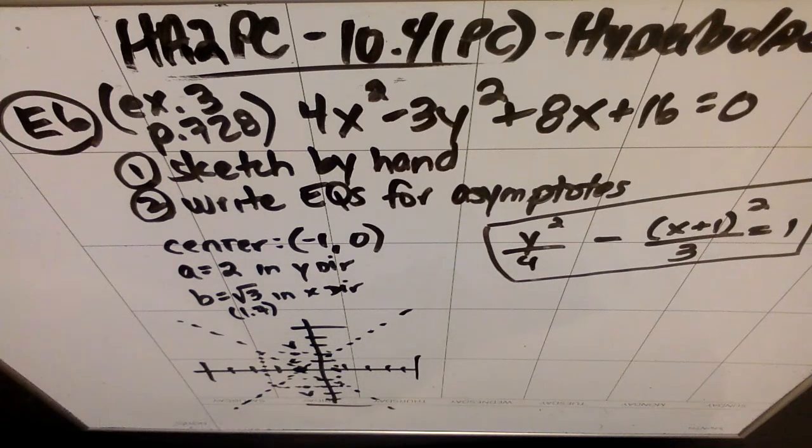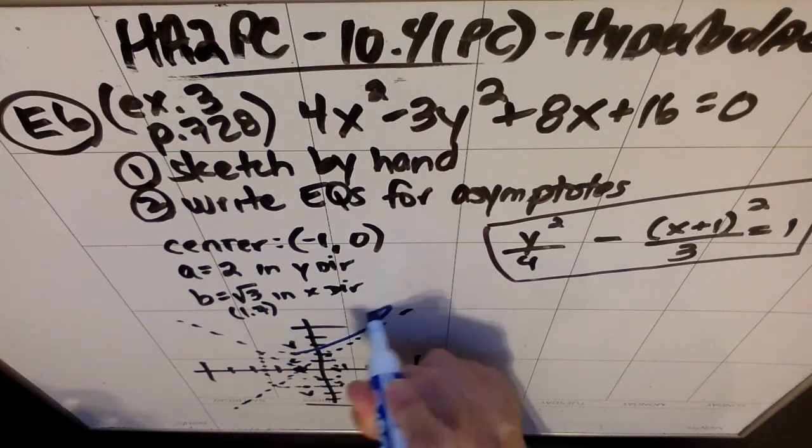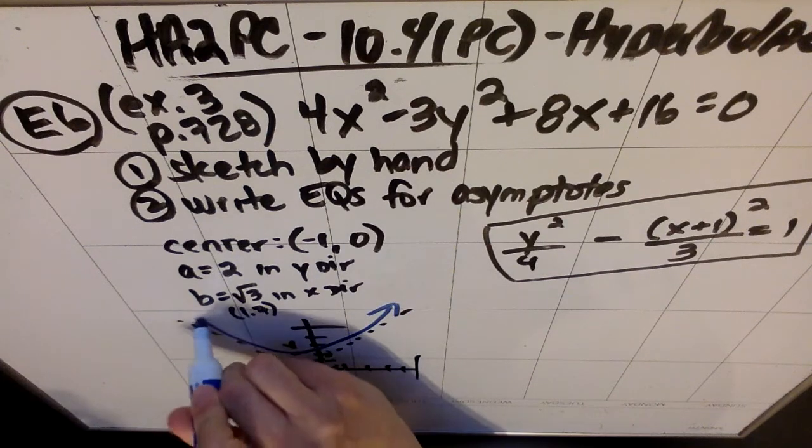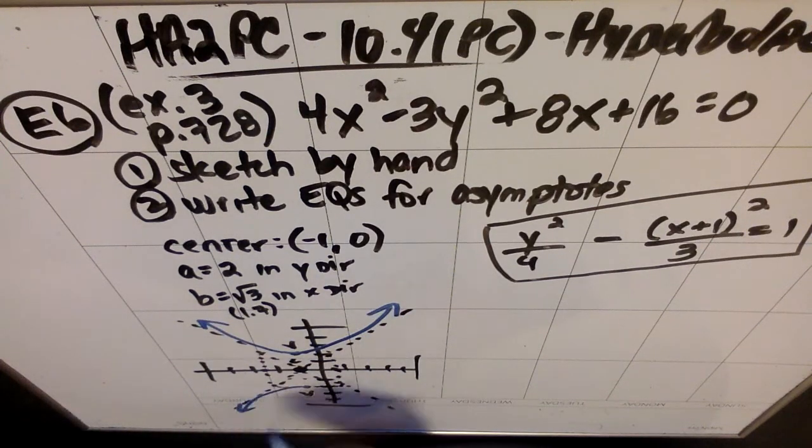So the last thing I do in order to sketch this is, looking for my other color of marker, I start at the vertex and I draw my branches along the asymptotes. So there's my sketch. So that's number 1. I did it. I sketched the graph.